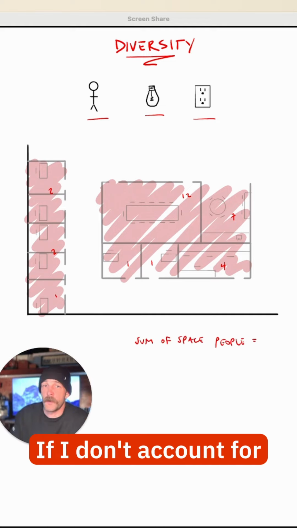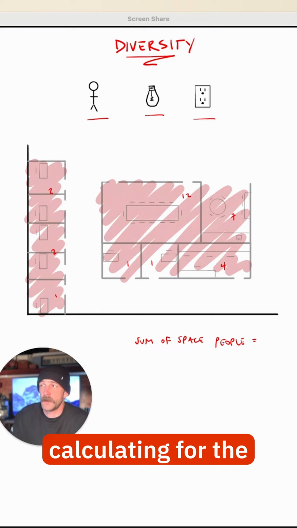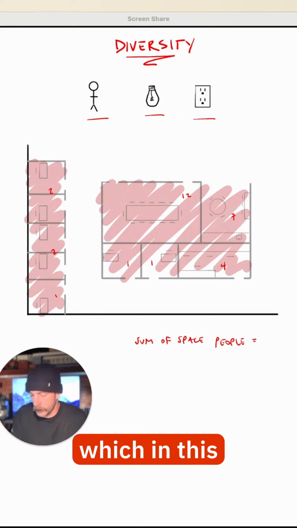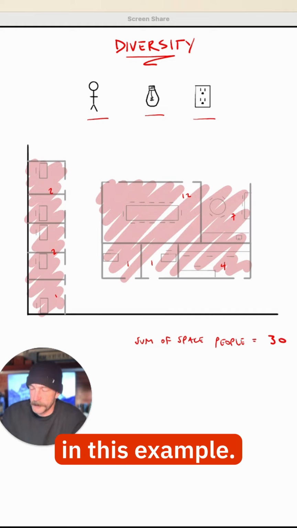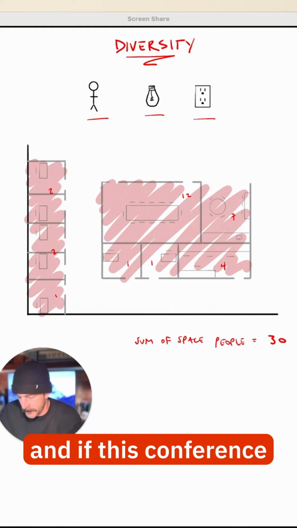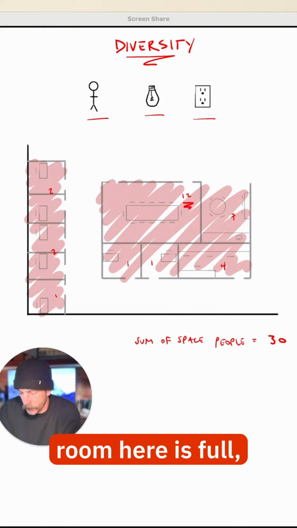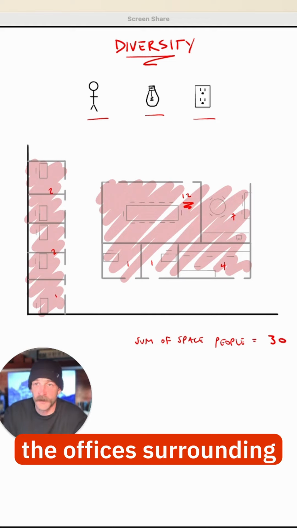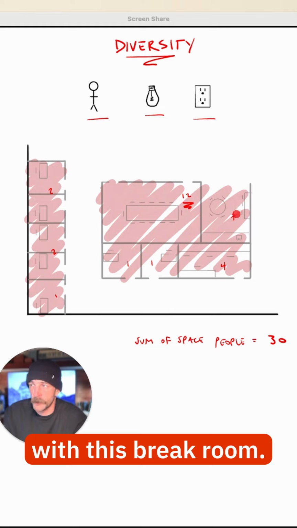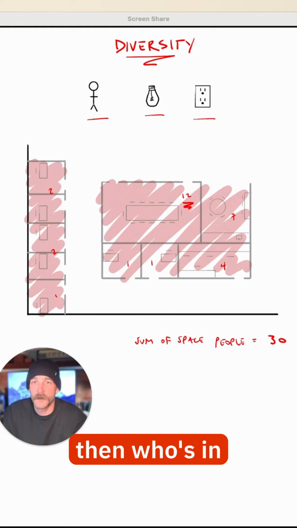If I don't account for any people diversity, I'm going to be calculating for the sum of space people, which in this case is 30. But that's not realistic. Look at these space types in this example. This is an office, and if this conference room here is full, where did those people come from? They likely came from the offices surrounding that conference room. Same with this break room. If there are 7 people in the break room, then who's in the offices?